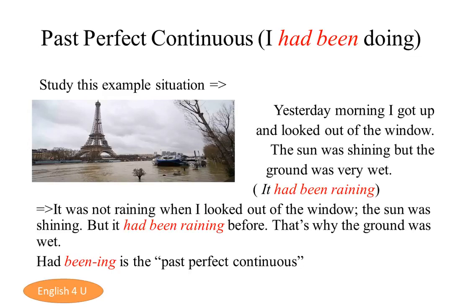When I got up and looked out of the window, at that time it was not raining and the sun was also shining, but when we looked at the ground we saw water. So it means that it had been raining before. Like this one, it was not raining when I looked out of the window. The sun also was shining, but it had been raining before. It means that before the time that I looked out of the window, it had been raining. That is why the ground was wet.